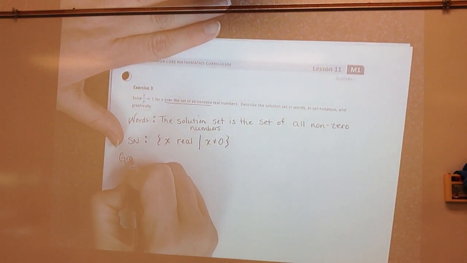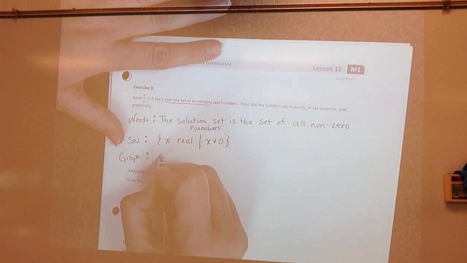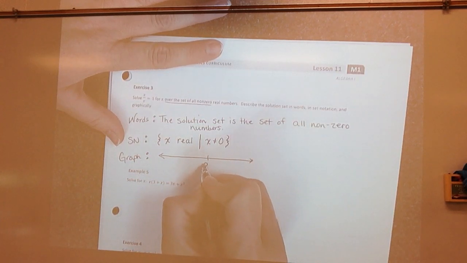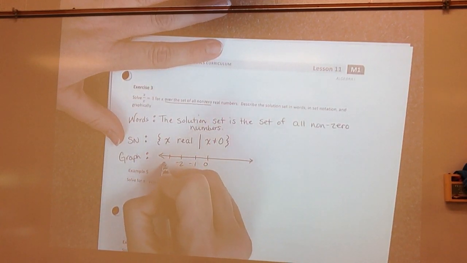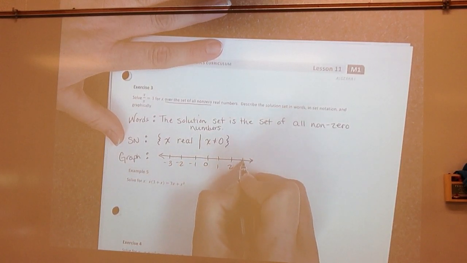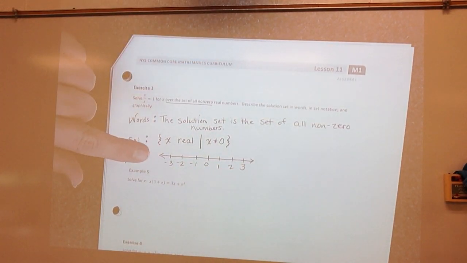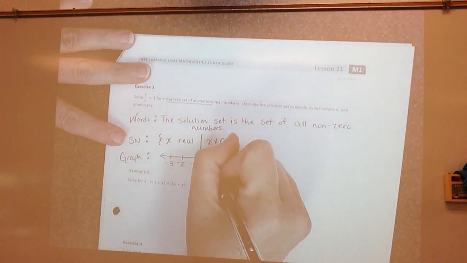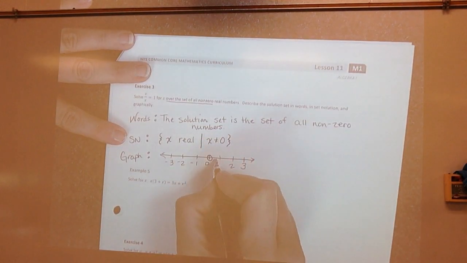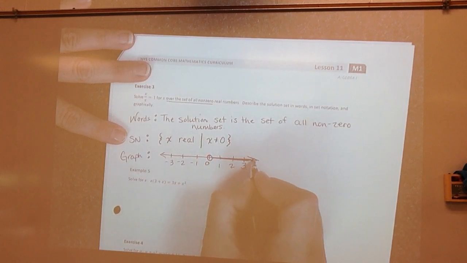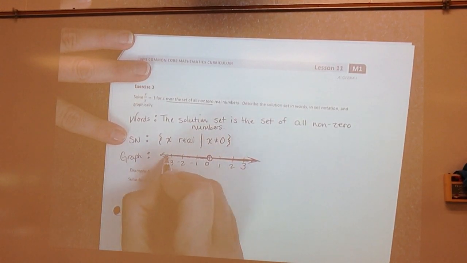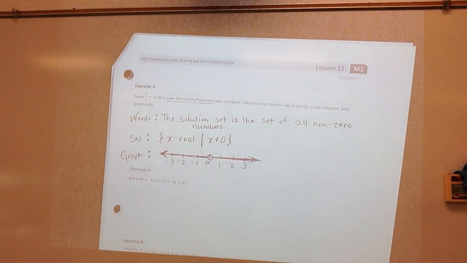All right, let's look at it graphically. Closed dot means it's included. Open dot means it's not included. Where does my open dot go? What is the only number that's not included? 0. But now I'm going to shade all these numbers this way, and I'm going to shade all these numbers this way because everything is included except 0. So my graph is going to look like that.